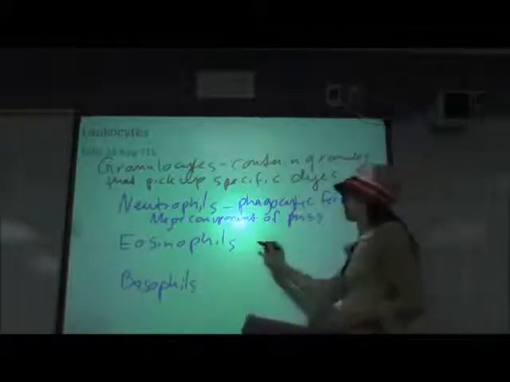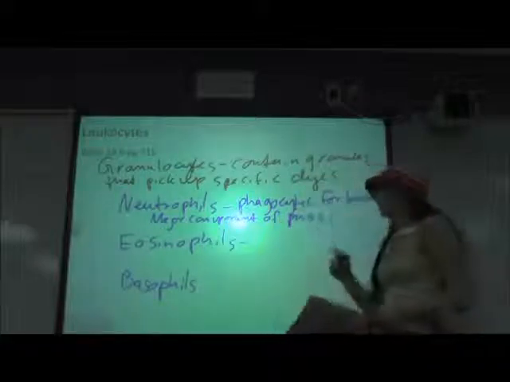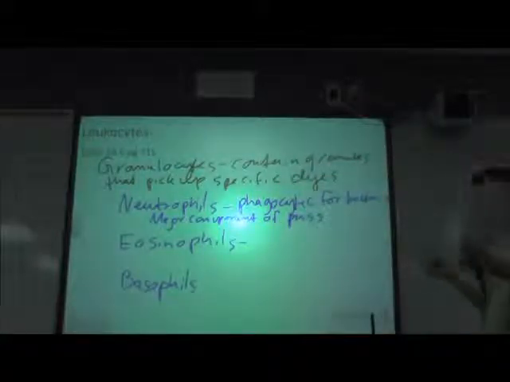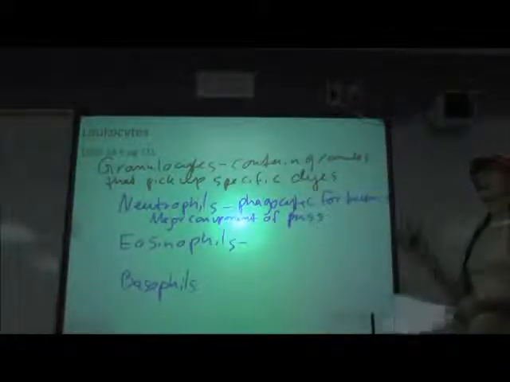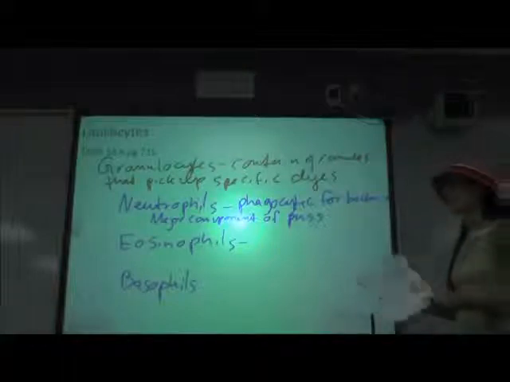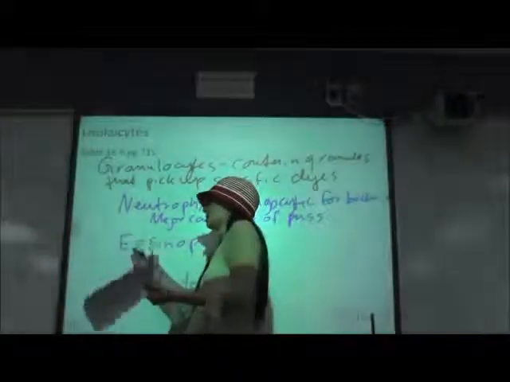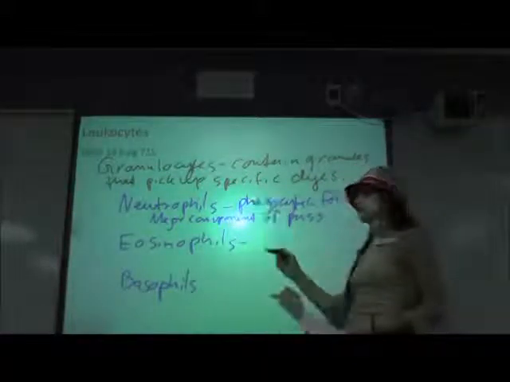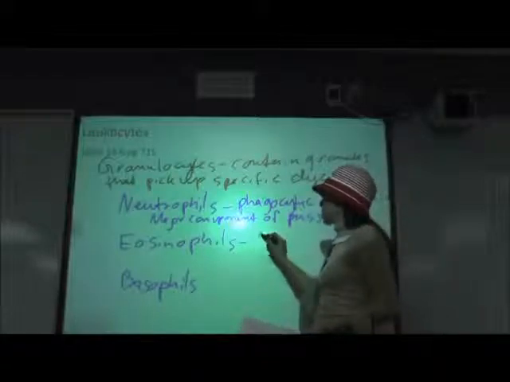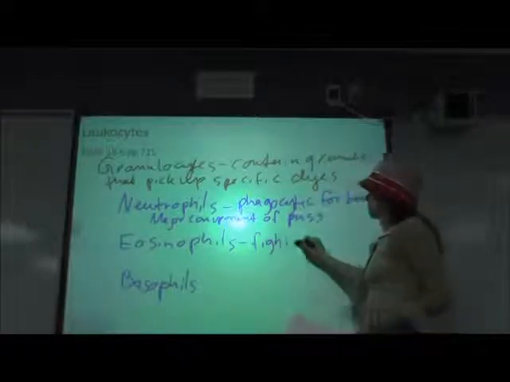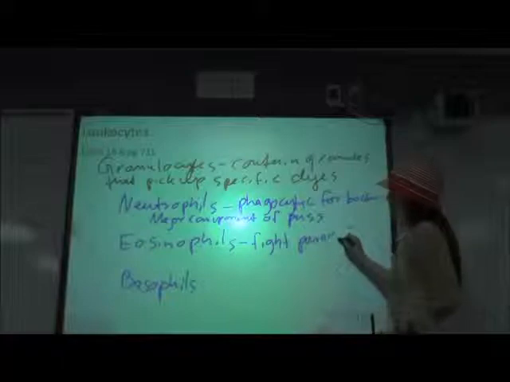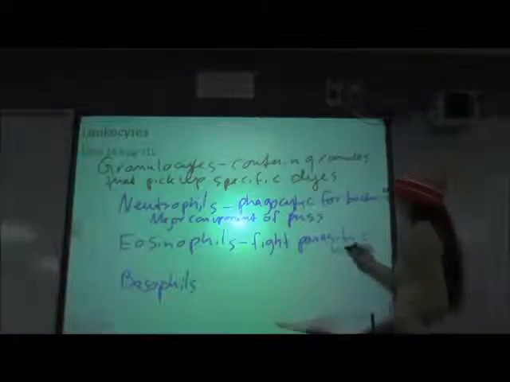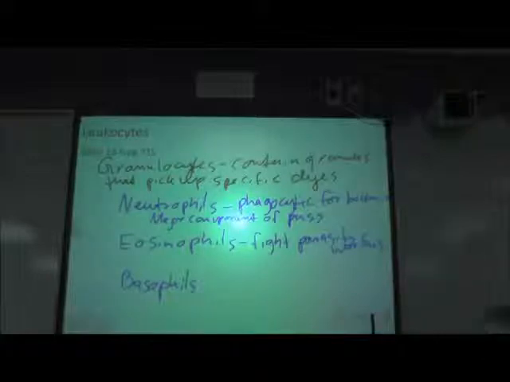Our eosinophils have a couple jobs. They're going to fight parasitic worms. They don't do it by eating them, but I see eosinophil and I think eat parasitic worm. They don't. They release cytotoxins that paralyze parasitic worms. So they fight parasitic worms by releasing cytotoxins that paralyze them.